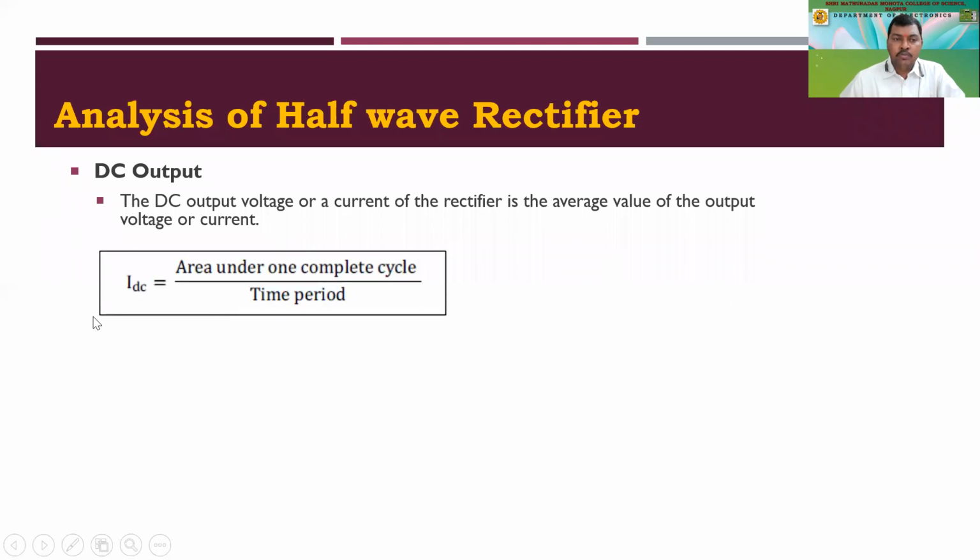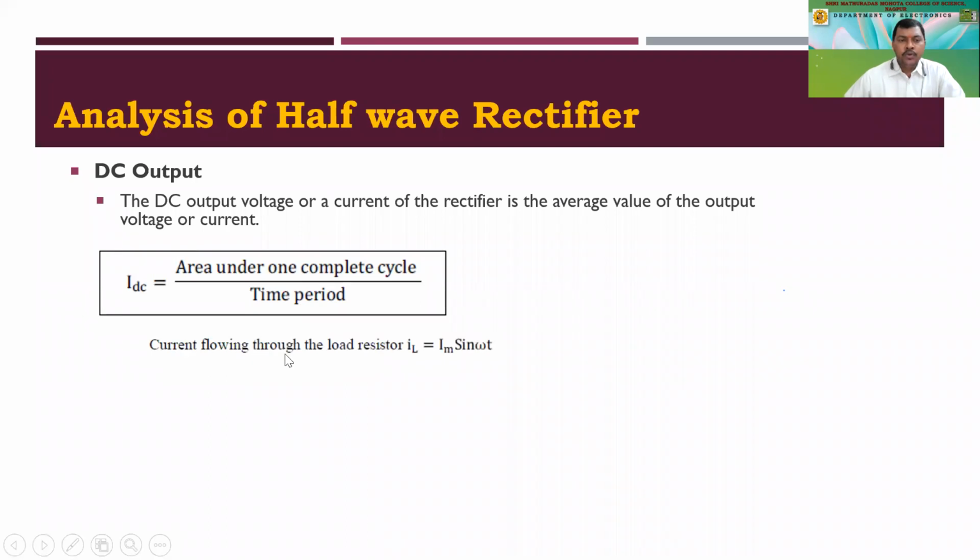And what would be its formula? IDC or VDC is equal to the area under one complete cycle divided by the time period. That is the DC output voltage, and we call it the average value of the output voltage or current. The formula shown here is for the current: IDC is equal to the area under one complete cycle divided by the time period.